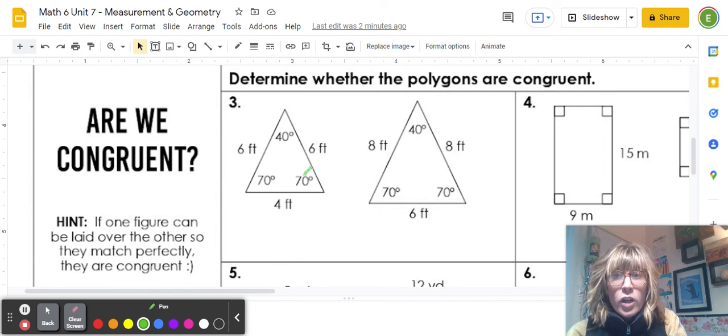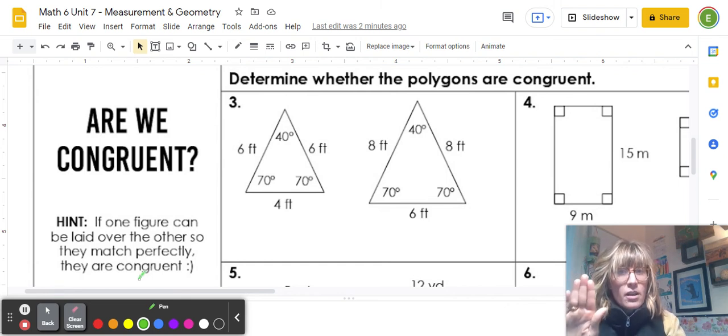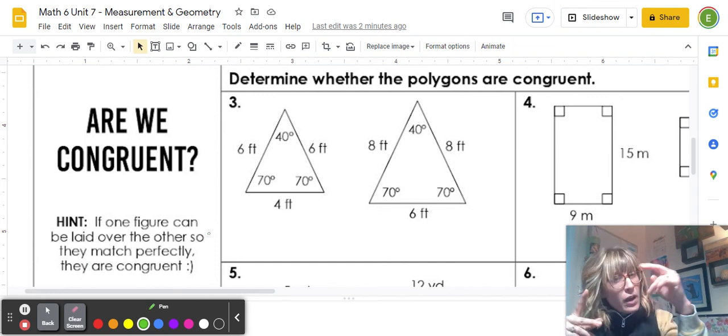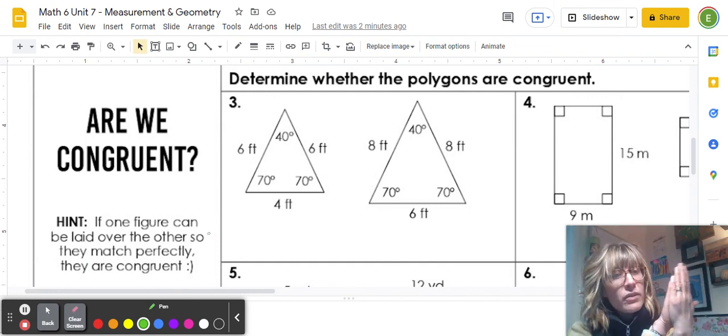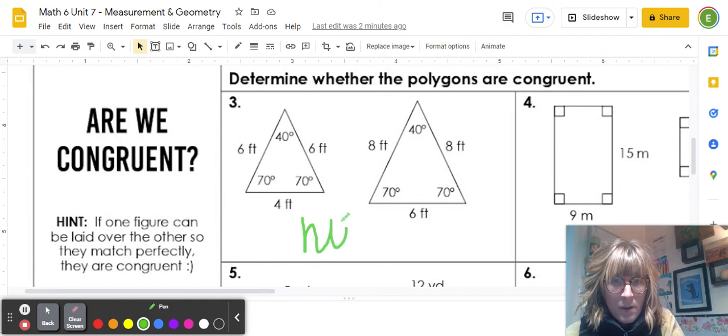Down here, we are trying to determine if these triangles are congruent, are the same. In this case, we know that their angles are the same, 40, 40, 70, 70. However, their side lengths are not. You could not cut out one triangle and plop it on top of the other, so they are not congruent. They're similar, but not congruent. So here we would say no.